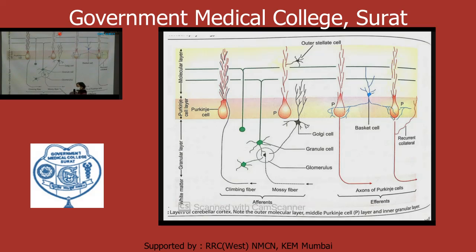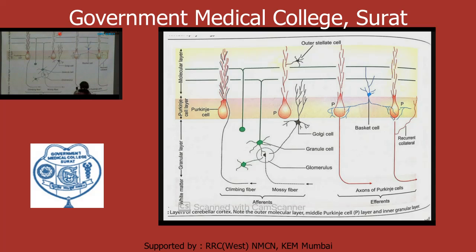Why do we say it's a feed-forward inhibition? Because after excitation of these basket cells and stellate cells, the neurotransmitter released from these cells causes the lateral inhibition. They inhibit the Purkinje cells which are on the sides of the main Purkinje cell, from which the inhibitory impulse will be conveyed to the dentate nucleus.